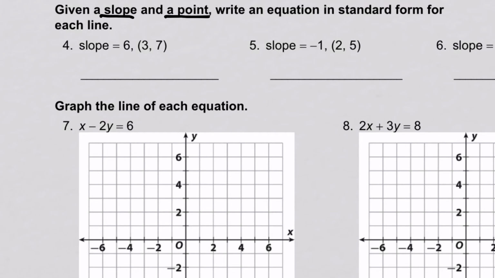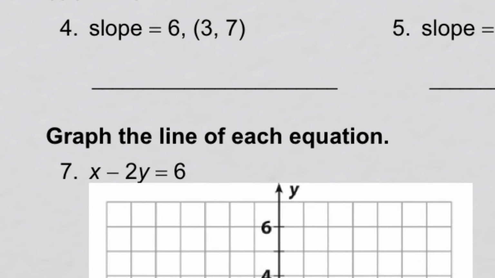Okay, so let's zoom in on number 4 and do that one. The slope is 6 and a point is (3, 7). So I'm going to call this point x sub 1, y sub 1.